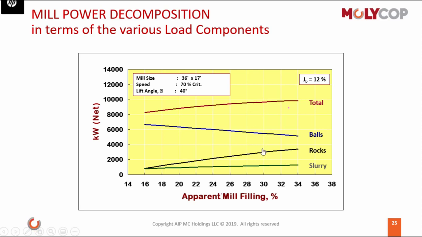But what happens? You are replacing the power produced by the balls with the power produced by the rocks. So in the end, the mill is going to be filling and filling, increasing the total charge, but you are going to be limiting the throughput, because at some moment the mill is going to be overloaded because you are not grinding. That is what we call false power. You are obtaining power, but you are not grinding.